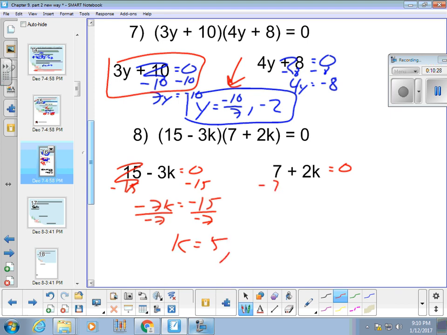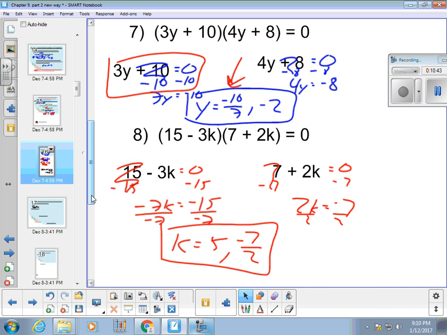My other solution, subtract 7 from both sides, cancels out. I get 2k equals negative 7. Divide both sides by 2. I'm getting k equals negative 7 over 2, that fraction. And I'm fine if you leave it just like that. You can write negative 3.5 if you want, but I don't need you to. It is fine just like that in that form.